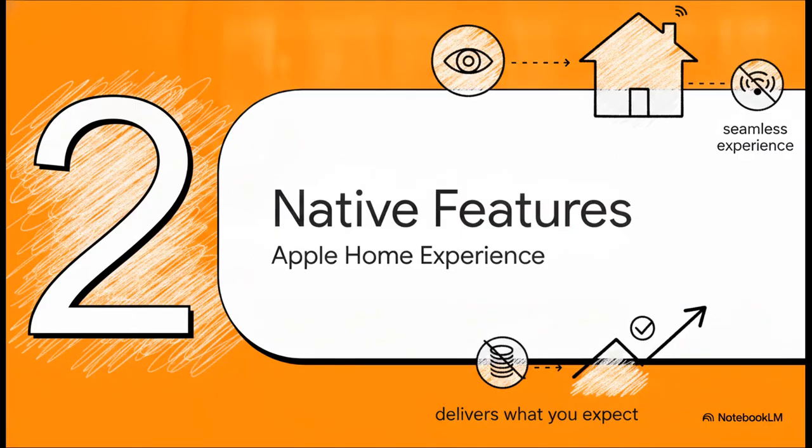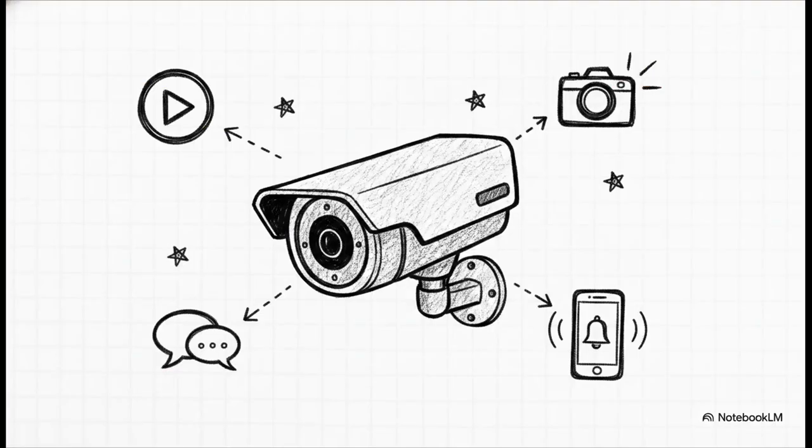Moving on to part two, native features you expect. Now, ditching the hardware only matters if the software actually delivers, right? And the crucial takeaway here is that you don't sacrifice a single ounce of functionality by moving the bridge to the edge. We're talking native H.264 live views, super fast tile snapshots that refresh in roughly 120 milliseconds using VAPIX JPEG, and perfectly synced two-way audio.